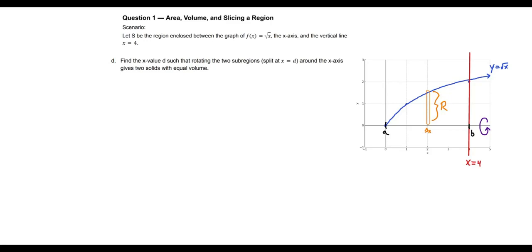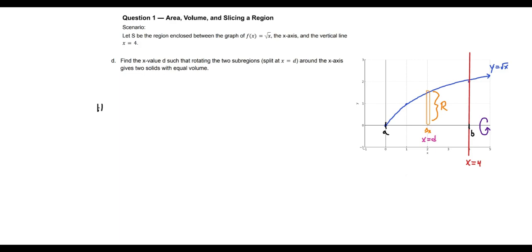Part D here says find the x value, d, such that rotating the two subregions split at x equals d around the x-axis gives two solids with equal volume. So if you look over here, we have the same drawing we had from before. What we're going to do is we're going to call this rectangle area here D. And we don't know where this is yet, but somewhere along here, if we pick this spot, we're going to get two equal volumes here if we create a solid of revolution.